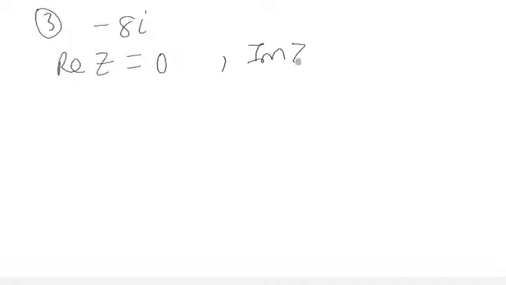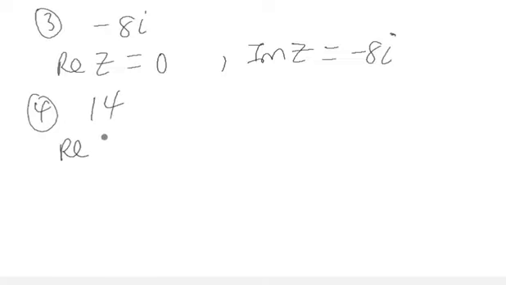Okay, so what do we have? Minus 8i. Here, the real part of z, we don't have anything, so it is 0. And the imaginary part of z is minus 8i. So you can say this one is a purely imaginary number. And then here we have 14. The real part is what? Here, 14. And the imaginary part of z is 0i. So you can say this one is a purely real number.